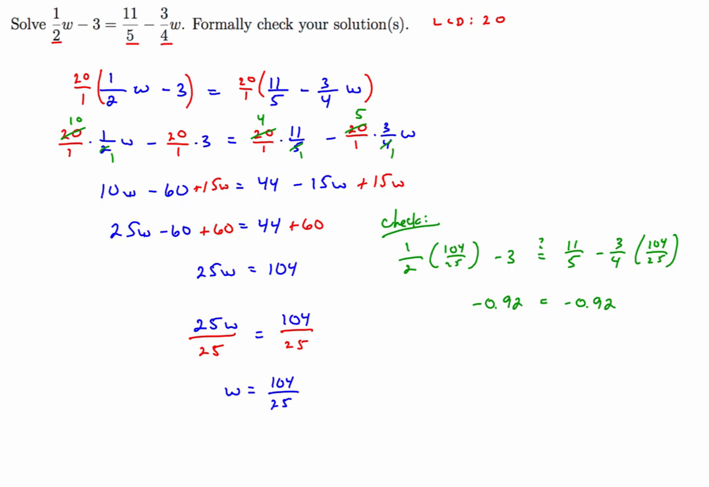Since we've confirmed that we obtained the same value on both sides of the equation after substituting 104 over 25 in for both w's, we know that this is the solution, and we'll finish with our conclusion. The solution set is the set 104 over 25.